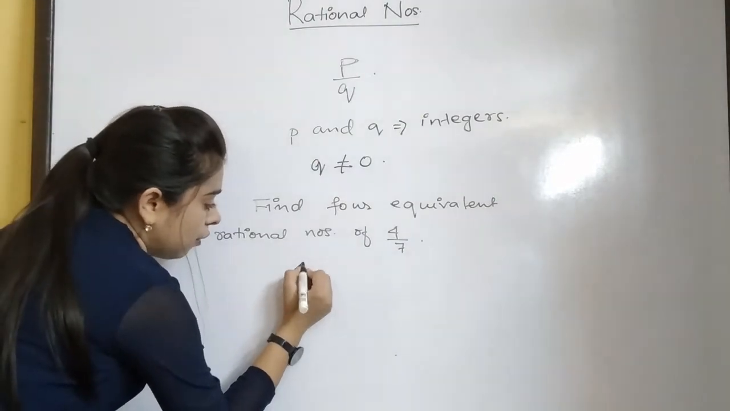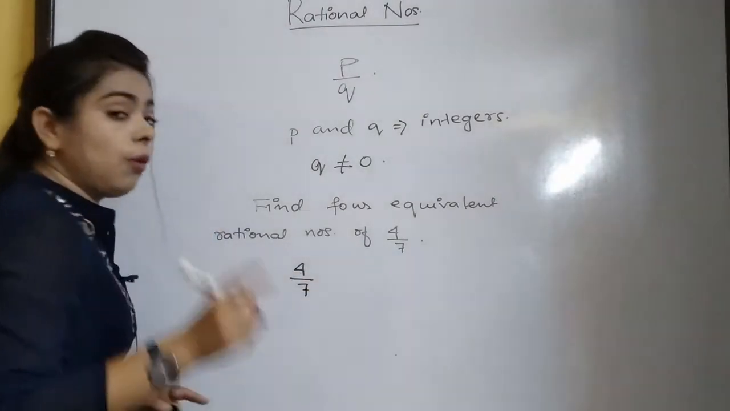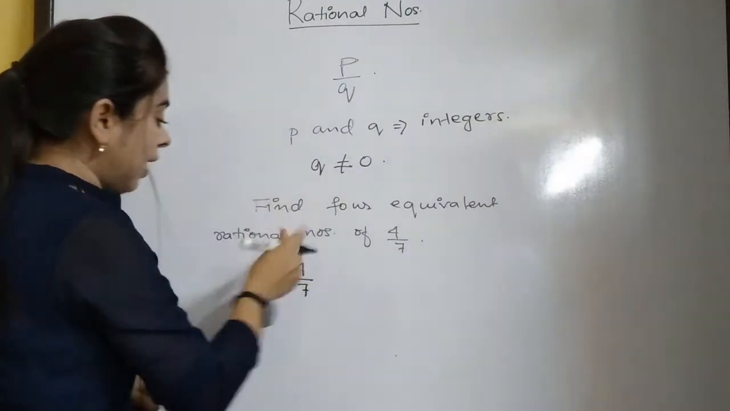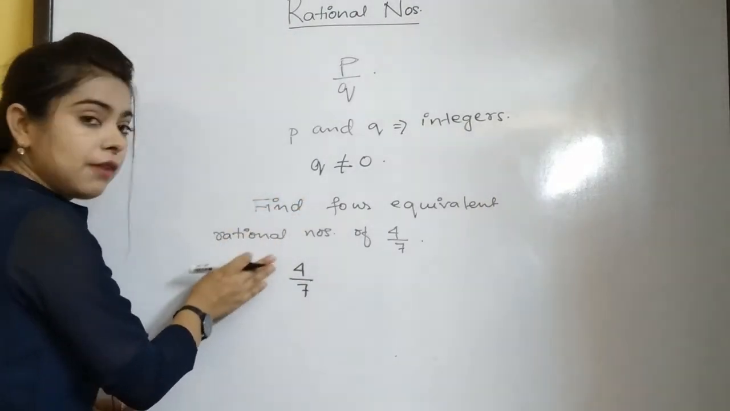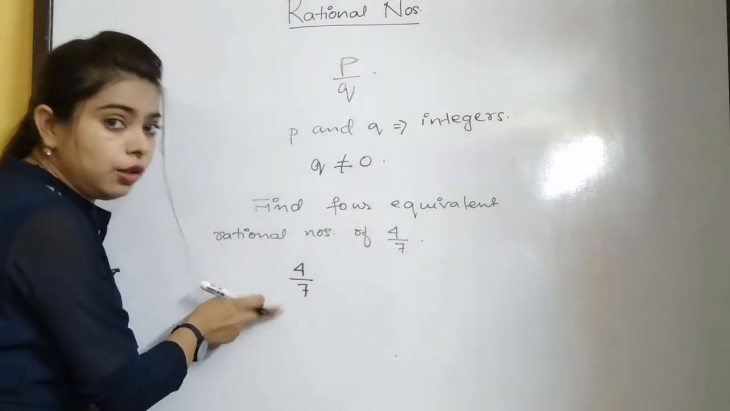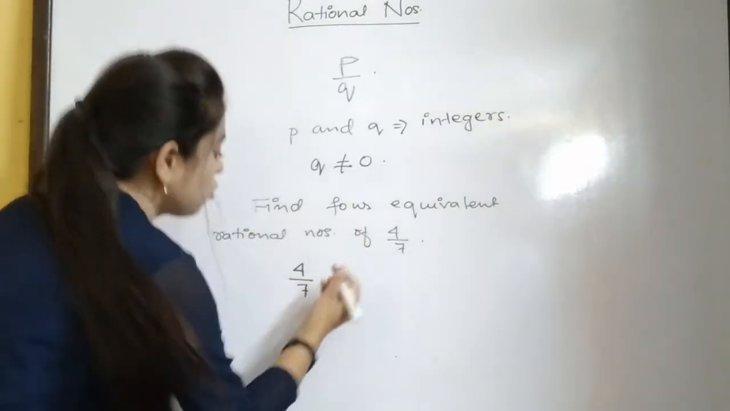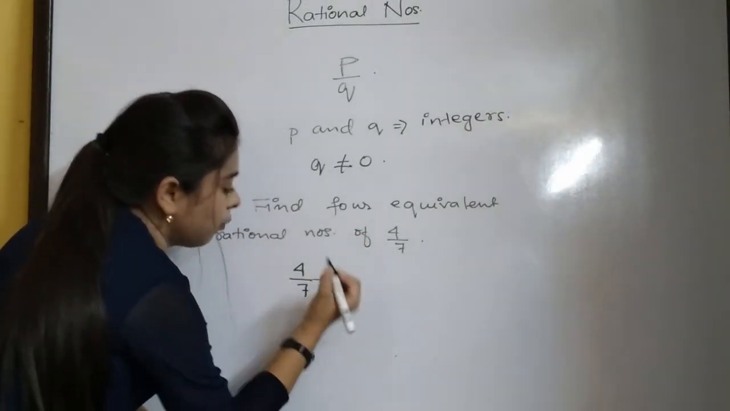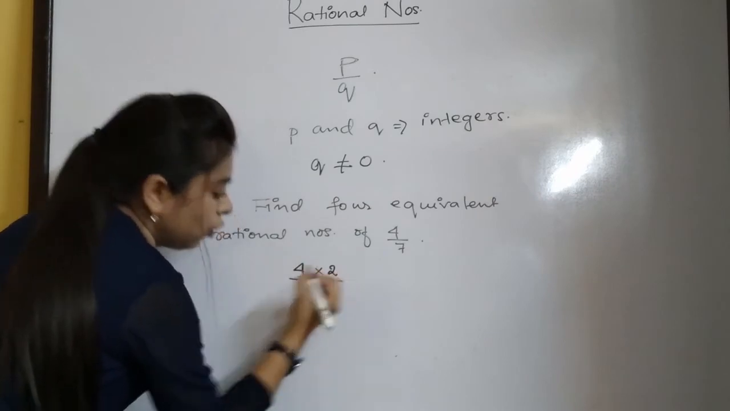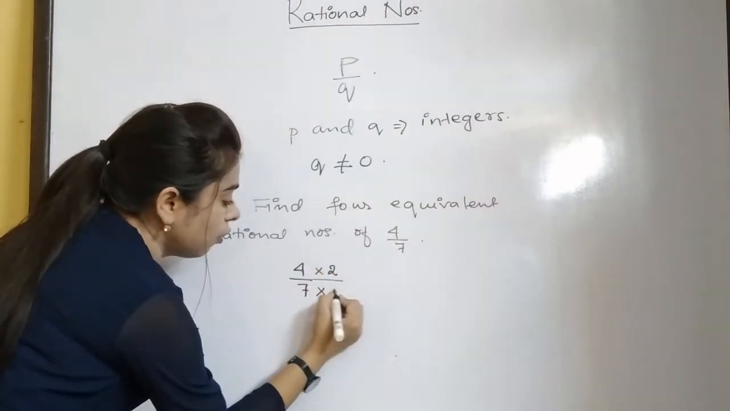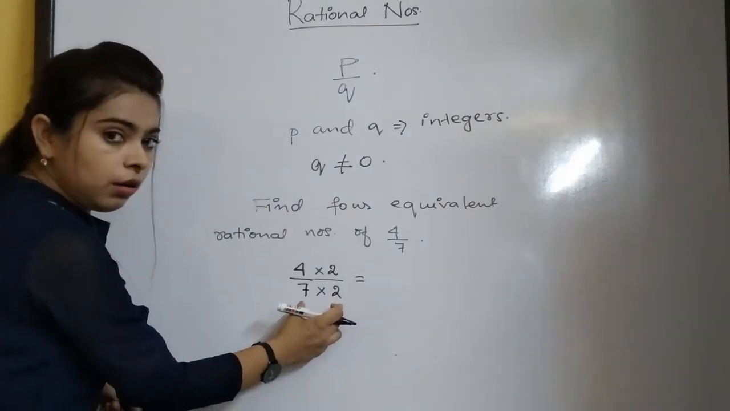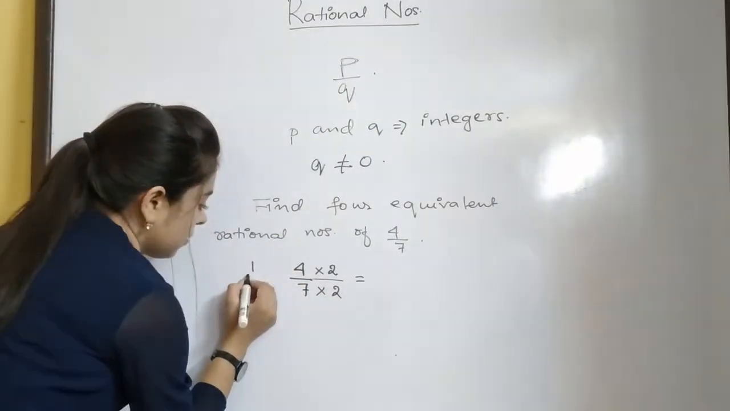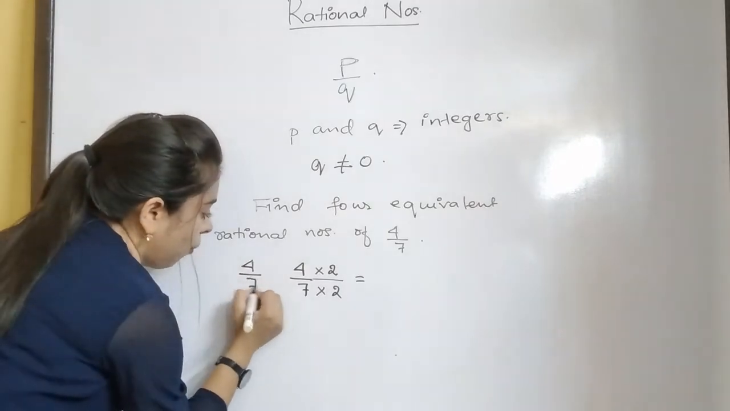So we have 4 by 7. Now as I said, to find equivalent rational numbers, we have to multiply the numerator and the denominator with the same number. You can actually take anything, but suppose I take 2, I am multiplying the numerator with 2 and also the denominator with 2. So this will fetch me one equivalent rational number of 4 by 7.